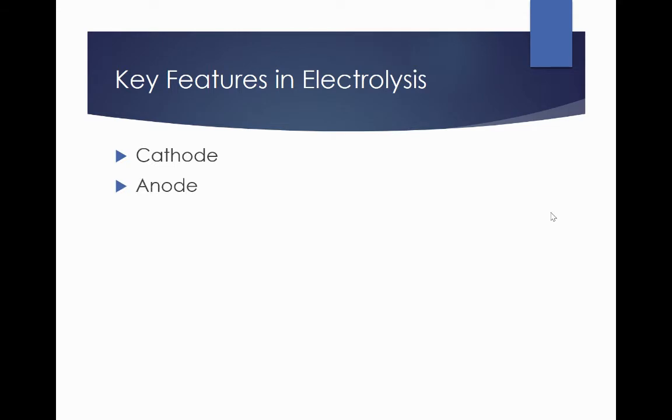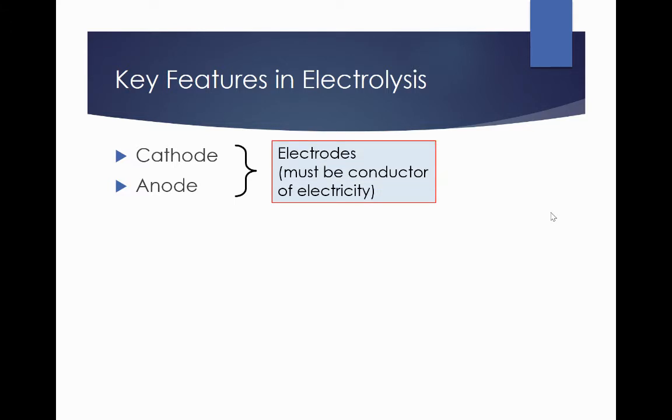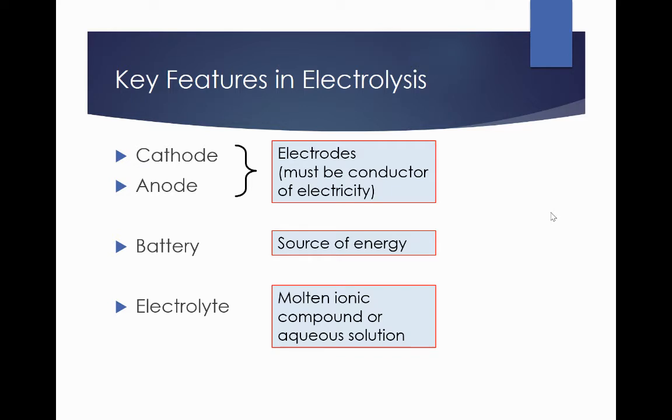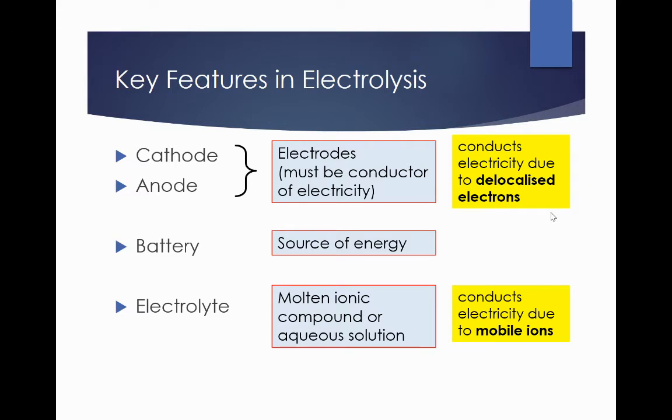Now, there are two of these electrodes, the cathode and the anode, and these electrodes definitely must be able to conduct electricity. You have also encountered some materials that are used for these electrodes, such as graphite, platinum, and other kinds of metals. The battery is the source of energy in this whole electrolytic cell. And one of the other features is the electrolyte, which is typically either a molten ionic compound or an aqueous solution. Now, to add on, for these electrodes, they conduct electricity due to the delocalized electrons.